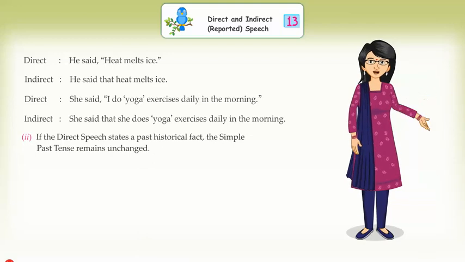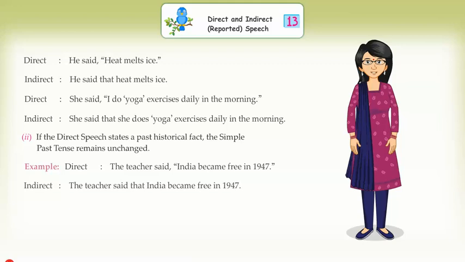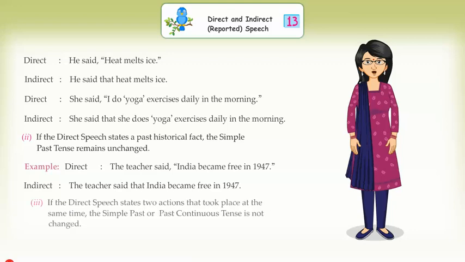2. If the direct speech states a past historical fact, the simple past tense remains unchanged. Example. Direct: The teacher said, "India became free in 1947." Indirect: The teacher said that India became free in 1947.